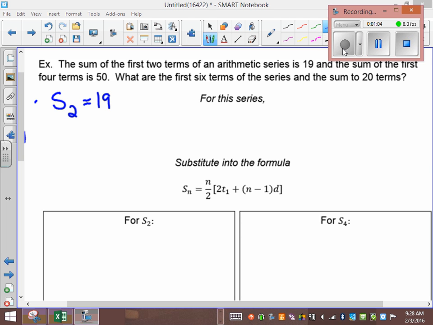And then the sum of the first four would be S4, is 50, not 15, which is what my brain wanted to write. 50.